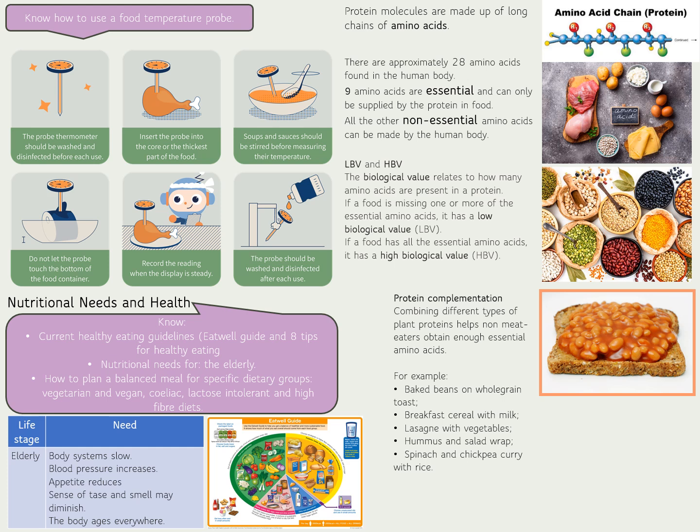If you were a vegetarian or a vegan, you would need to make sure you were joining different types of low biological value proteins together, because low biological value proteins don't have all 9 of the essential amino acids. A good example we come to over and over again is the idea of having beans on wholemeal toast.